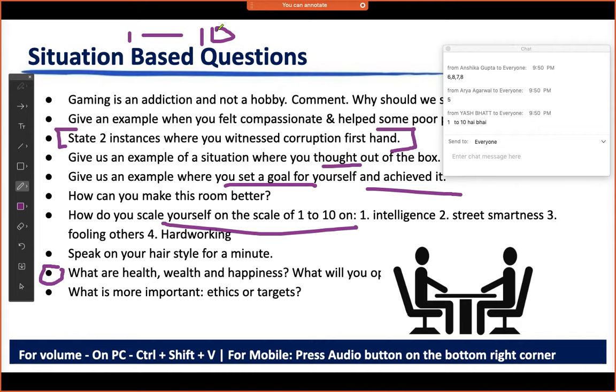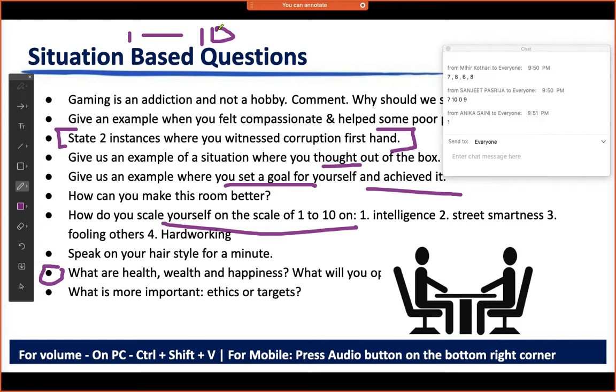Okay? So it's not talking about only theoretical knowledge. There are a lot of people who know a lot of theory, but they cannot put that to use. So street smartness comes through practical experience, right? Third one is fooling others. In this you should be on the lower side. Okay? Your job is not to sit and dupe people out here.